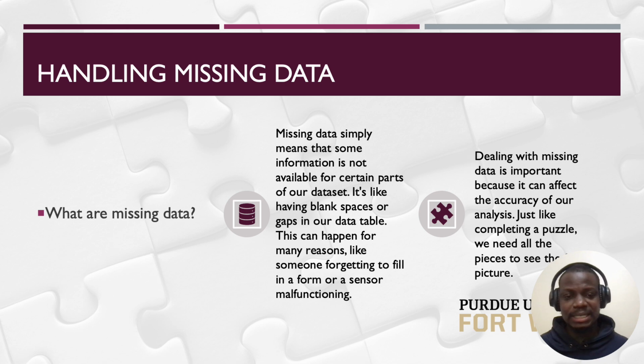So what is missing data? In clear terms, it simply means that some information is not available for certain parts of our data set. We have a set of data, but we found out that some part of it is missing. It's like having a blank space or gaps in your data table. You have a table with names, subjects, columns, and boxes, but in some boxes there are no values. That means it has missing data.